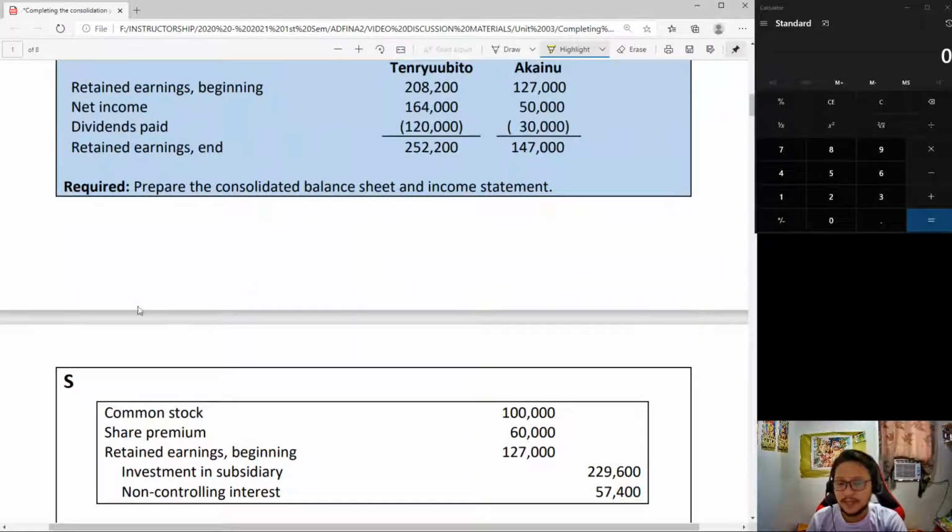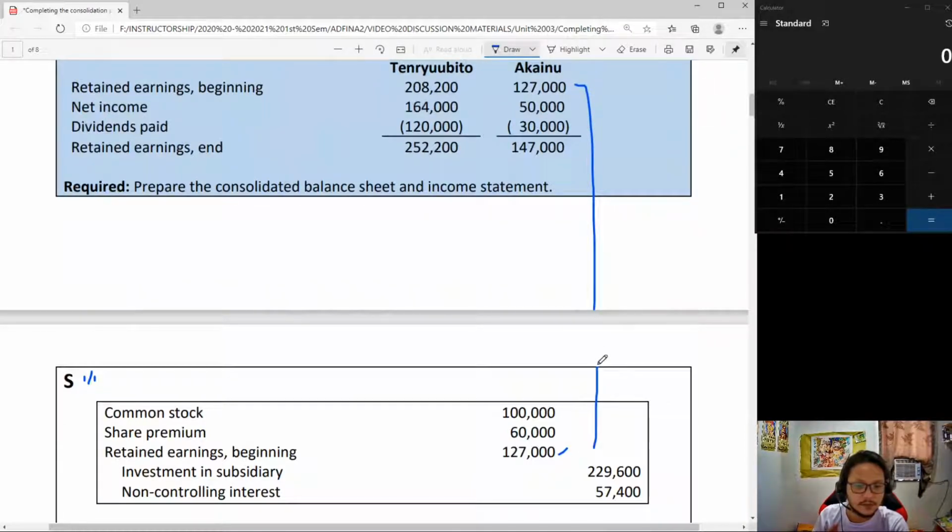First, you'll have to eliminate the beginning balance of the shareholders' equity. Again, I would like to emphasize that these balances of the subsidiaries' shareholders' equity is beginning balance. So retained earnings, 127,000. That is the beginning balance of Akainu's RE. Okay? So, yan. What you do here is simply add all the figures you have on equity and then multiply that by 80%. You get the share of investment in subsidiary, that is controlling interest, and then 20% non-controlling interest.